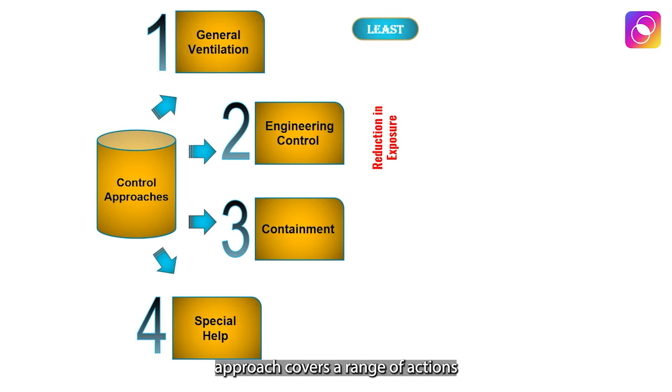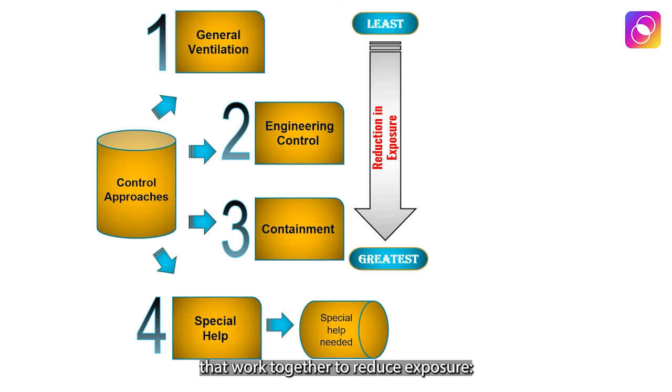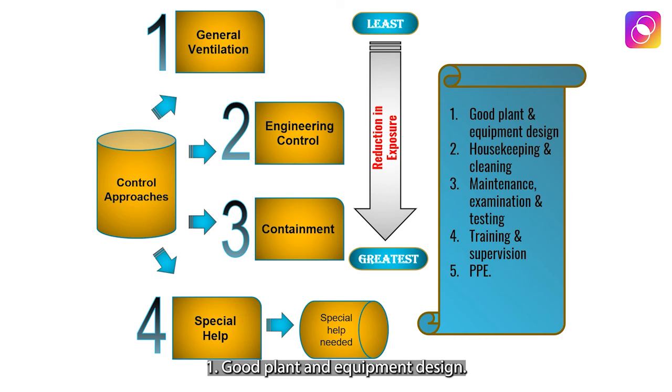Each control approach covers a range of actions that work together to reduce exposure. 1. Good plant and equipment design. 2. Regular housekeeping and cleaning. 3. Regular maintenance, examination, and testing of equipment. 4. Worker training and supervision. And 5. In some cases, using PPE.